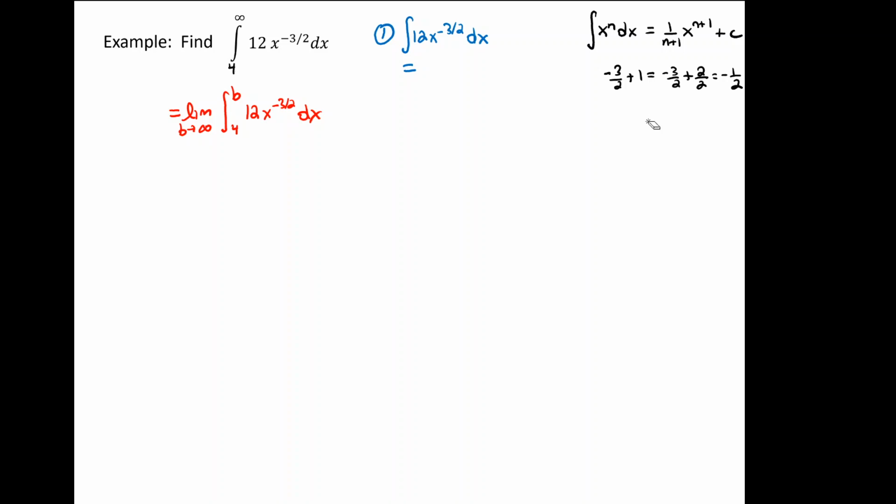Making common denominators. So when we take the antiderivative, we'll have 12x to the power of negative 1/2. So x to that power, negative 1/2. And then we divide by, with a 1 over negative 1/2 out front. So that was a calculation for the n plus 1s.